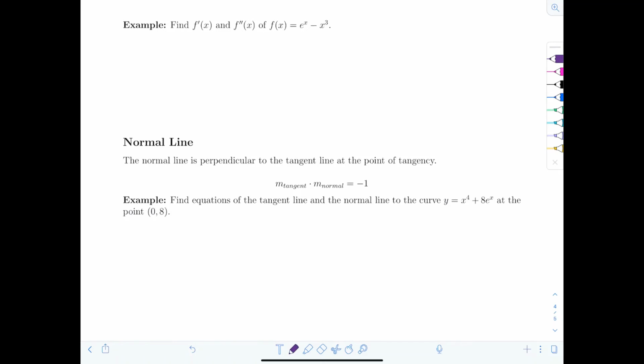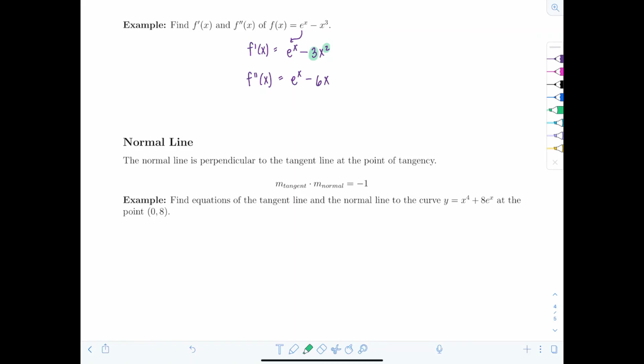Okay, so f prime of x, remember, derivative of e to the x is just itself. Minus, and then can you do this a little bit quicker now? Derivative of x cubed, that's going to be 3x squared. And then f double prime of x, just go for one more round. So derivative of e to the x is still e to the x minus 6x. Good? You multiply the 3 by 2, it's 6, decrease the exponent by 1.